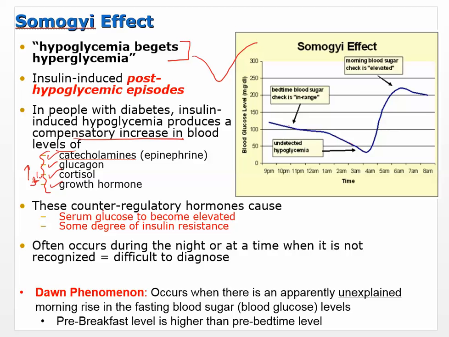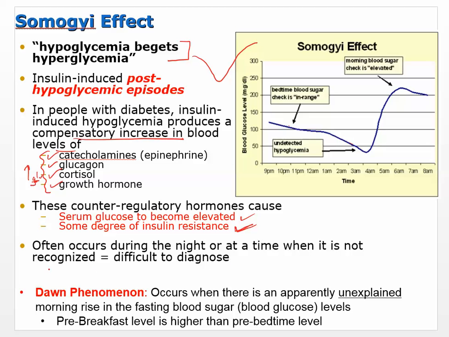So these counter-regulatory hormones cause serum glucose levels to be elevated, and that can cause some degree of insulin resistance. And the thing is that it often occurs at night or at a time when it's not recognized, and so it's difficult to diagnose. You're sleeping, your blood glucose levels fall to a very low level, and then they spike right after that.